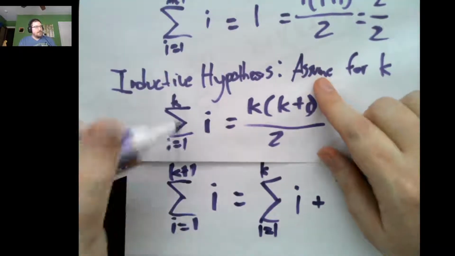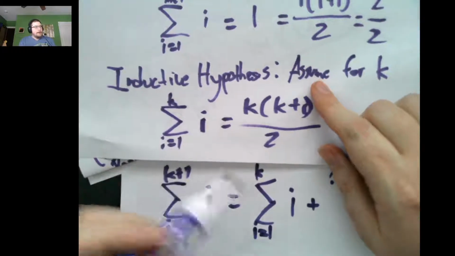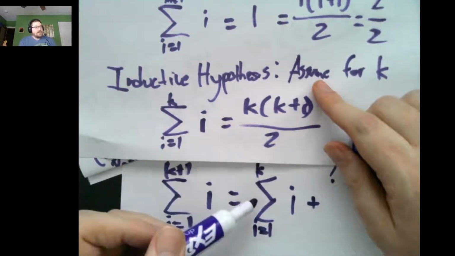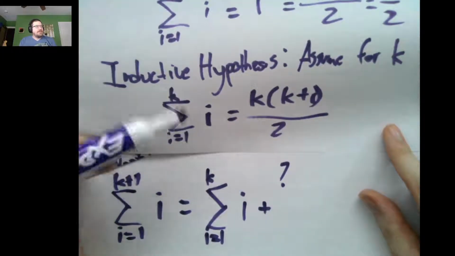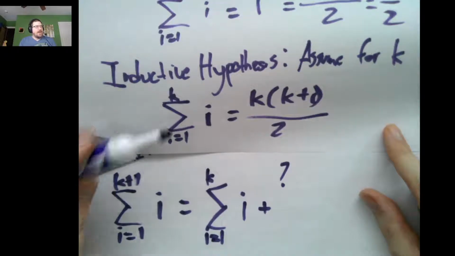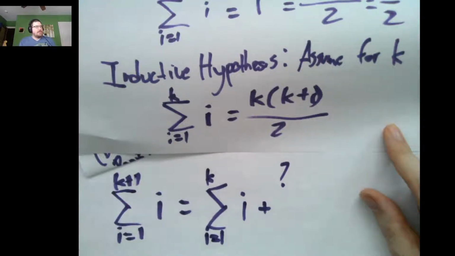So this is equal to this, right? This is equal to this plus what? What do I need to add to this? So if I have the answer to this for k, how do I get the answer for k plus 1? What do I add to it?